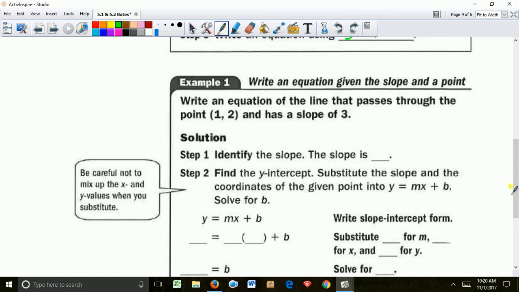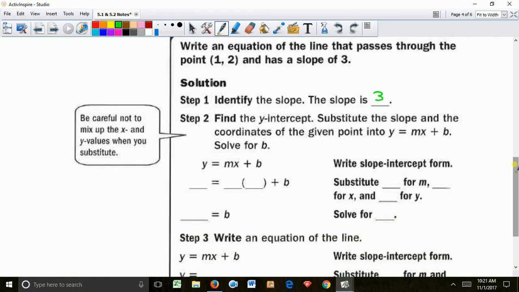So here in example 1, they want you to write an equation given the slope and a point. Write an equation of the line that passes through the point (1, 2) and has a slope of 3. Step 1, identify the slope. The slope is 3. Next, you want to find the y-intercept, so we can substitute the slope and the coordinates of the given point into y equals mx plus b, and then solve for b. So plug in 2 for y, 3 for m, and 1 for x.